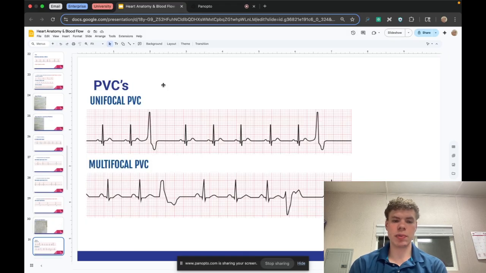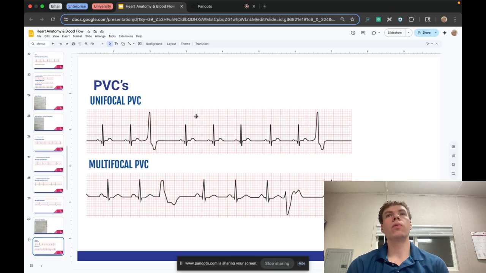So you can see here, this is a PVC. This is a normal sinus rhythm right here. You have your P, your QRS, your T wave, R to R is equal, and then you have this big kind of thing right here. That's a PVC. So usually on a PVC, you'll see the beat on the monitor, but there might not have been an actual heartbeat.